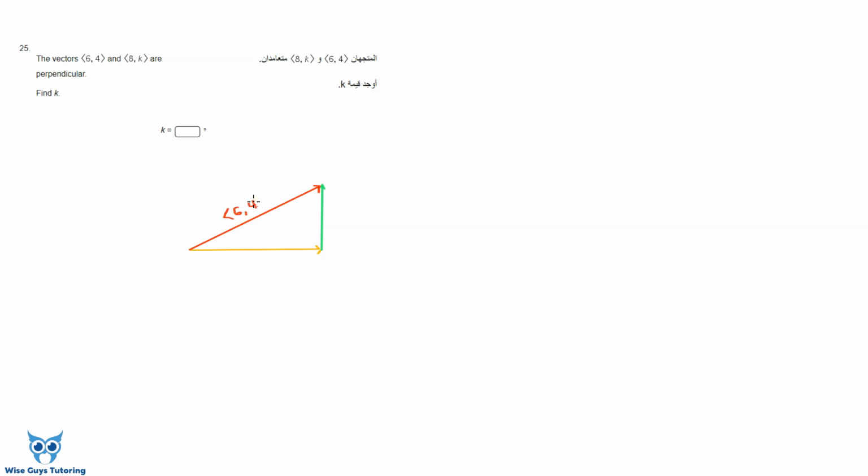Normally they designate it with a letter or something like that. We can call it, for example, vector A with a little arrow on top like that. This measures 6, while this one measures 4, okay? This other one, well, we don't know what the vertical component is. We just know that horizontally it's 8 to the right. Okay, now how do we find k?